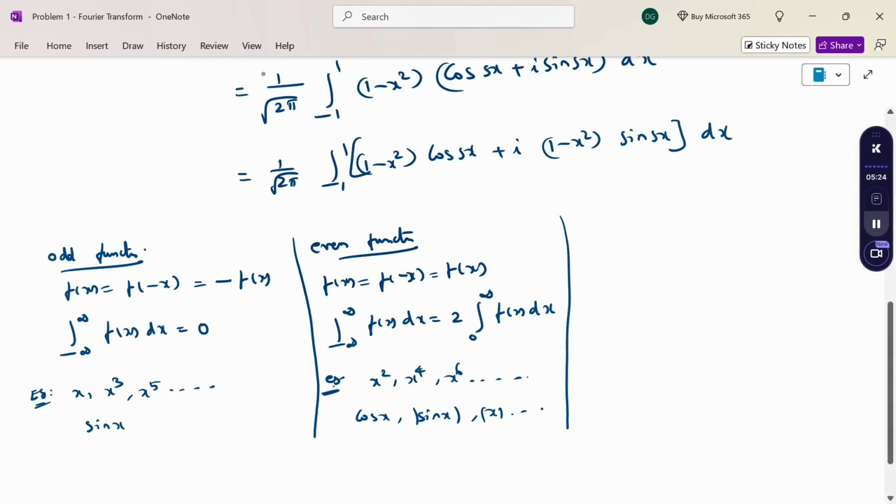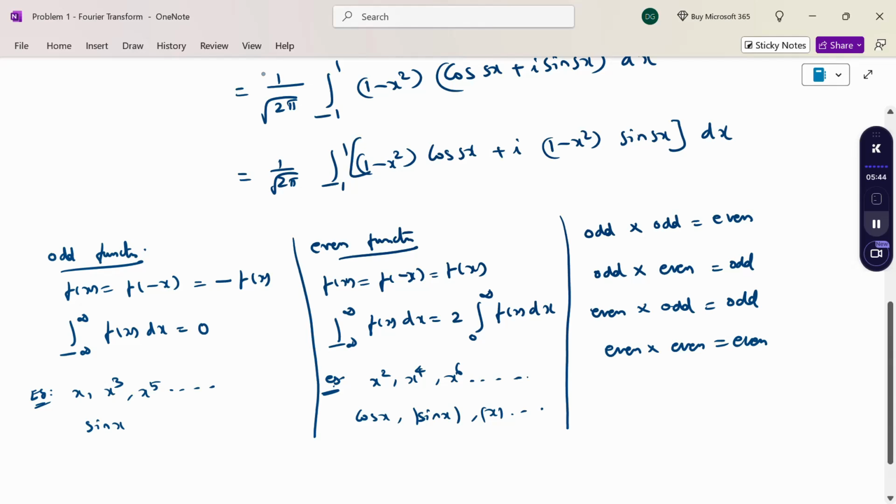Suppose two functions are involved. Odd function into odd function is an even function. Odd function into even function is an odd function. Even function into odd function is an odd function, and even function into even function is an even function. Just keep in mind the sign rule: odd is like the minus sign and even is like the plus sign, so minus into minus, minus into plus, plus into minus, plus into plus. Whatever rule we apply when two functions are involved, this is the rule we are going to apply under the above condition.